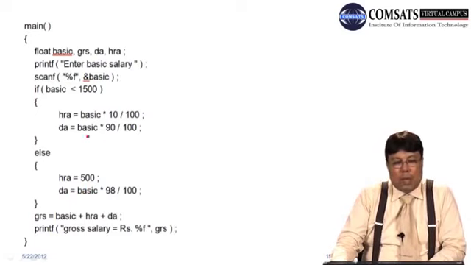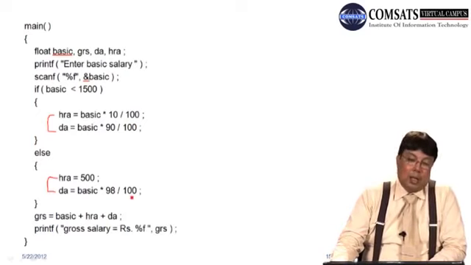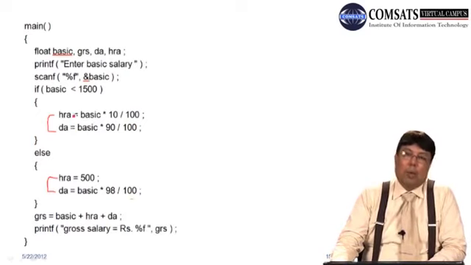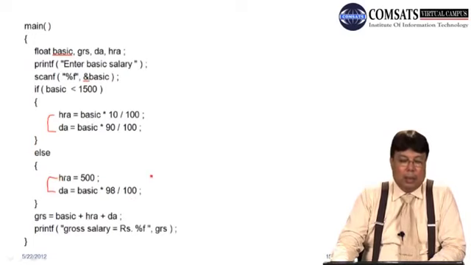So HRA or DA will be computed both here, if it is true, and if it is false, then yet both will be computed here. The formula above is different. Here it is 10%, here 500, here 90%, here 98%. So the formula is different, but yet we compute HRA and DA in both the cases. Here it will give petrol and here it will give CNG.